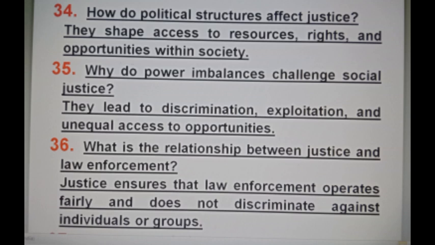How do political structures affect justice? They shape access to resources, rights, and opportunities within society. Why do power imbalances challenge social justice? They lead to discrimination, exploitation, and unequal access to opportunities. What is the relationship between justice and law enforcement? Justice ensures that law enforcement operates fairly and does not discriminate against individuals or groups.